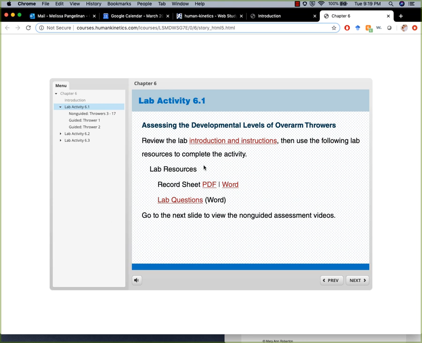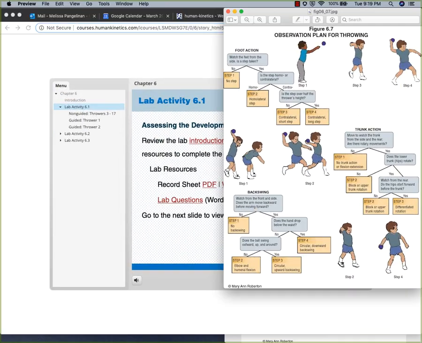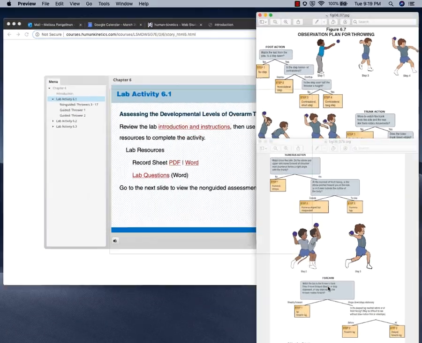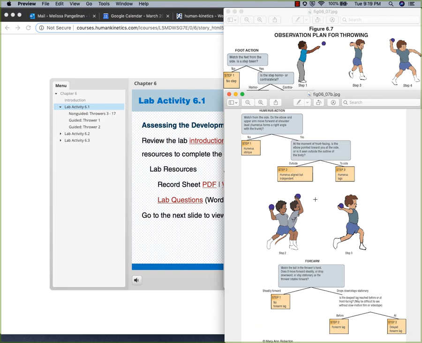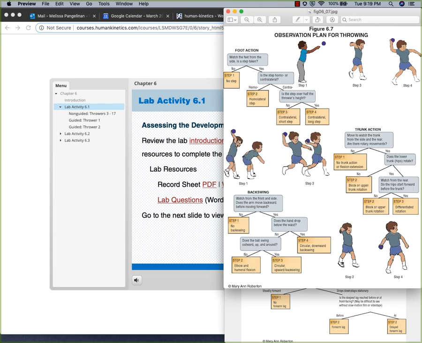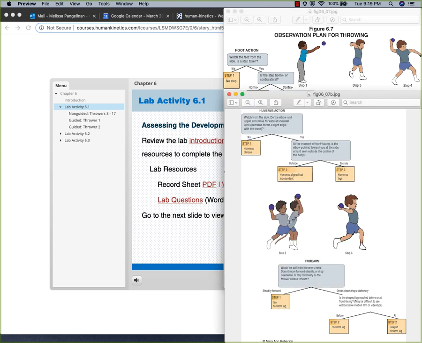The first thing you want to do is to make sure you have Figure 6.7 and 6.7b downloaded and easy to see. So here's Figure 6.7 and 6.7b. These images can be found under Modules, in the instructions provided in the announcement on Canvas, or in the book. 6.7 shows the observation plan for throwing for the foot, trunk, and backswing components. 6.7b shows the observation plan for the humerus and forearm actions.